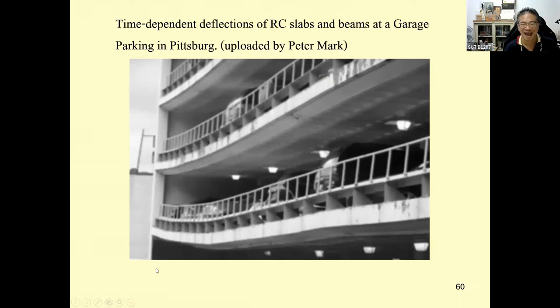This is what creep did to a parking garage in Pittsburgh, United States of America. Creep is a time-dependent deflection that occurs. It won't collapse, but the function of the structure is just not proper.